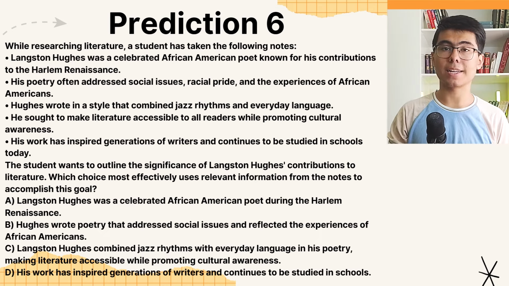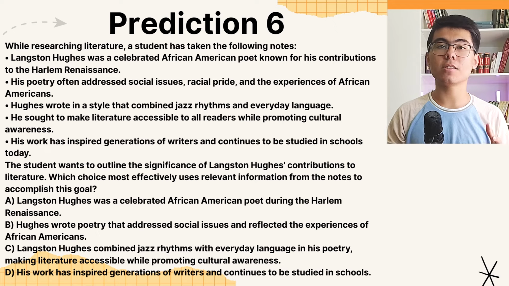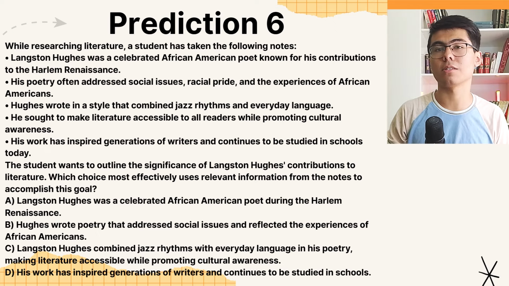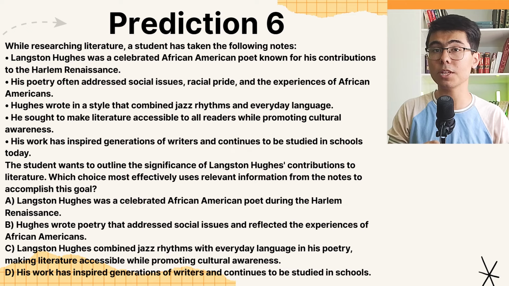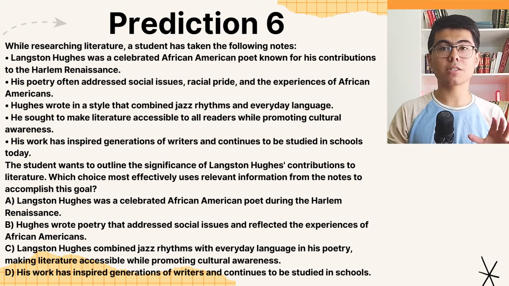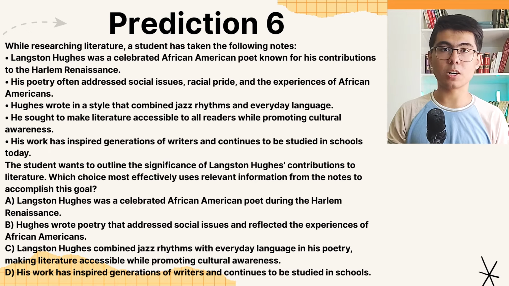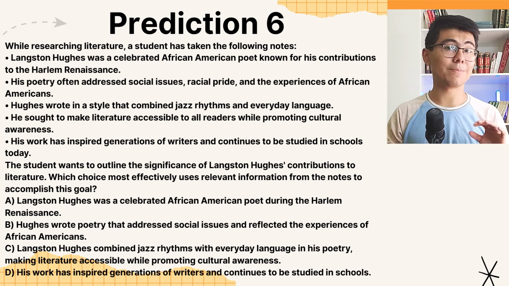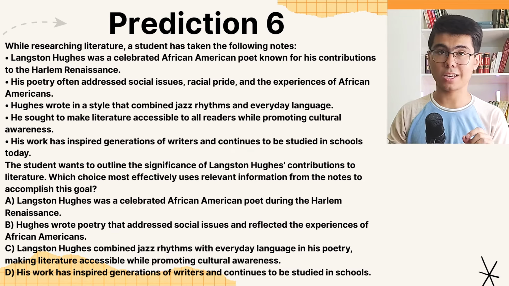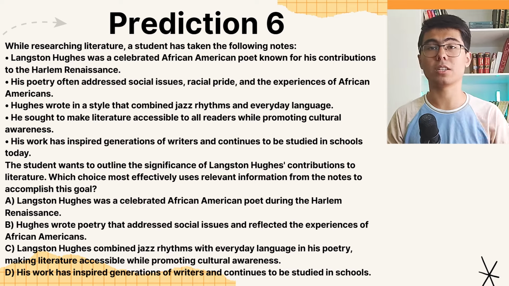This is true, but focuses more on influence rather than the direct contribution itself. Now, we check the student's notes just to confirm choice C uses relevant information from the notes. Yes, it combines jazz rhythms and everyday language and mentions accessibility and cultural awareness, and all these points are in the notes. Therefore, choice C is the best one here because it directly addresses the significance of his contributions to literature rather than just stating facts or later influence.